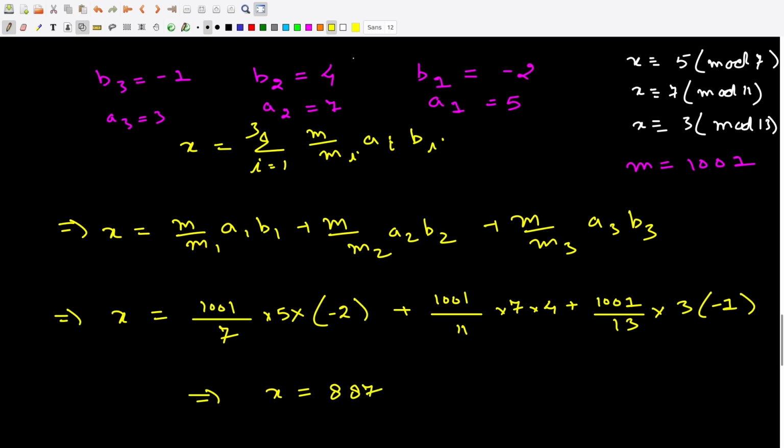So this is the solution. This is the first value of x for which this equation is satisfied. That is how we apply the Chinese remainder theorem in order to get to a solution.